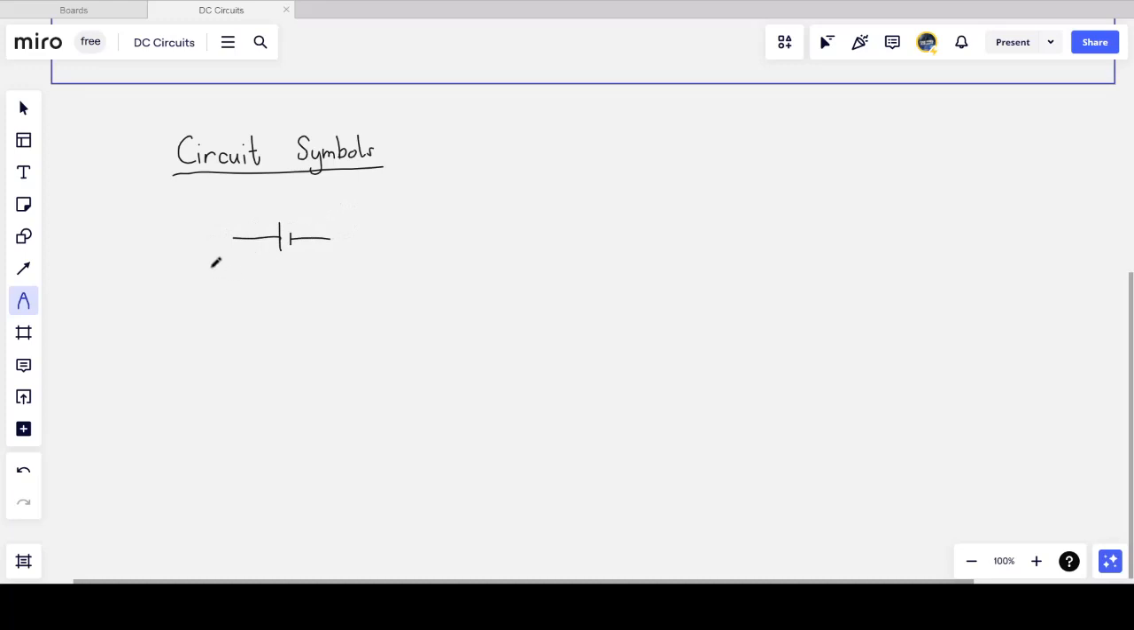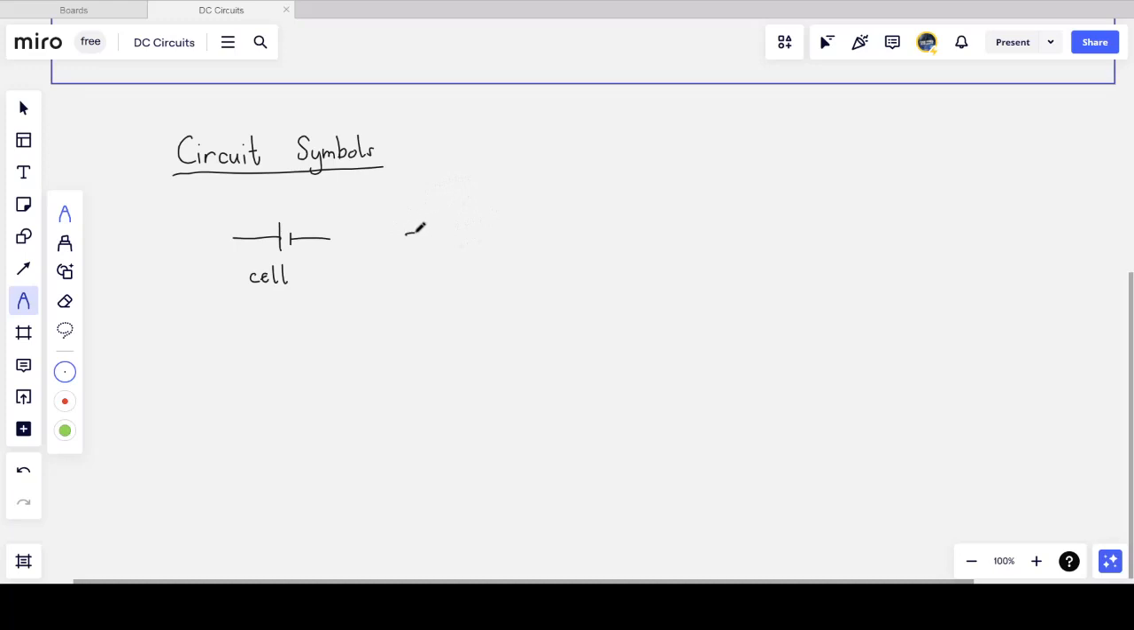The first component, probably the most basic, is the cell, the power source of a circuit. A single cell is going to supply power, and the symbol for a cell is two parallel lines, one longer than the other. The longer line is usually the positive, and the shorter line the negative. Sometimes those plus and minus signs are drawn in, but they need not be. We just have the convention that the longer line is positive and the shorter one is negative.